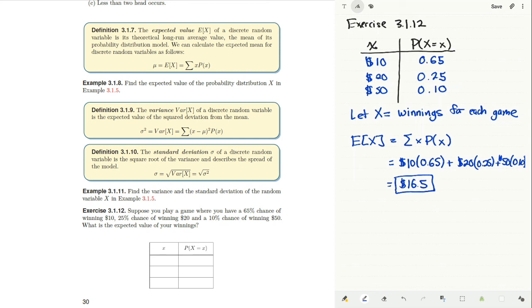In the next video, we will look at some of the properties of the expected value and variance, and I'll see you then.